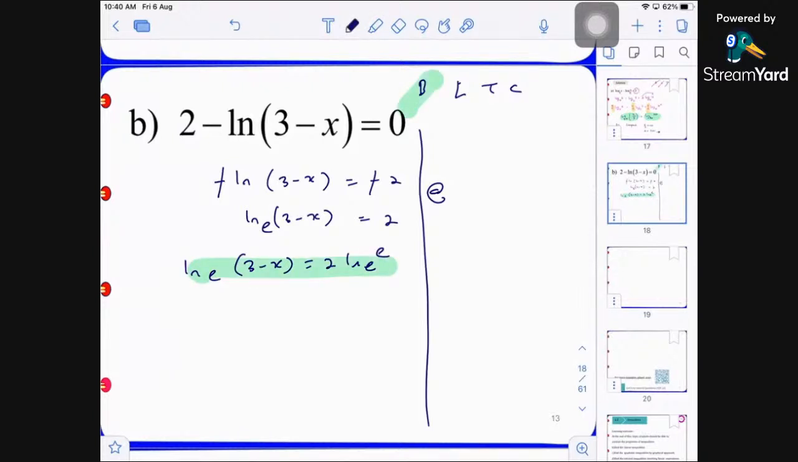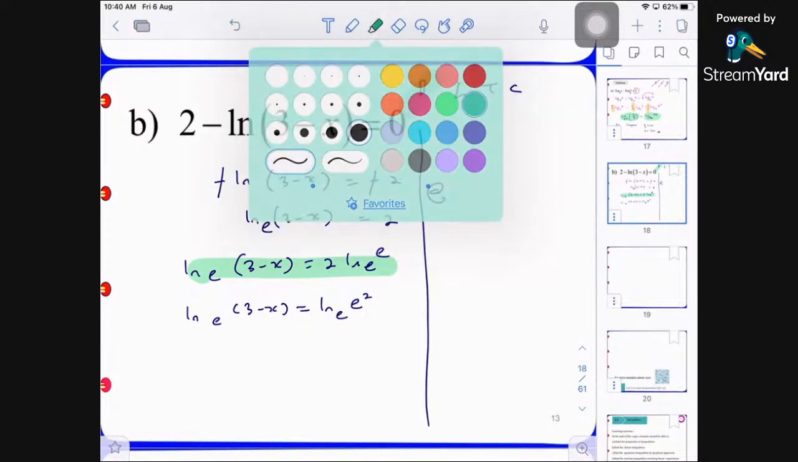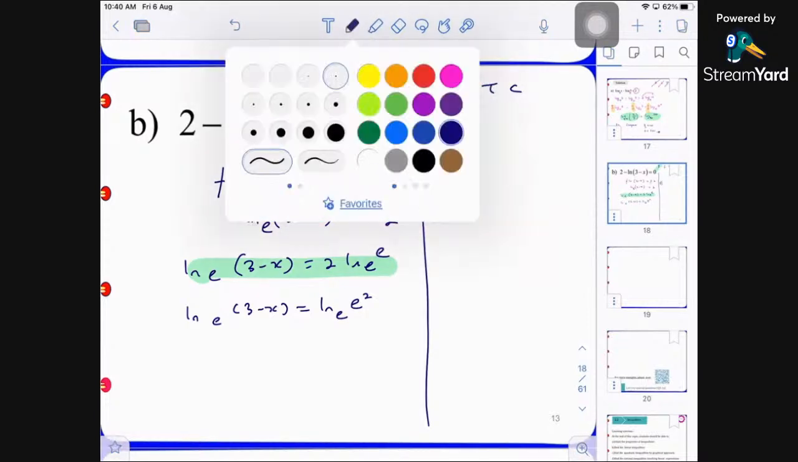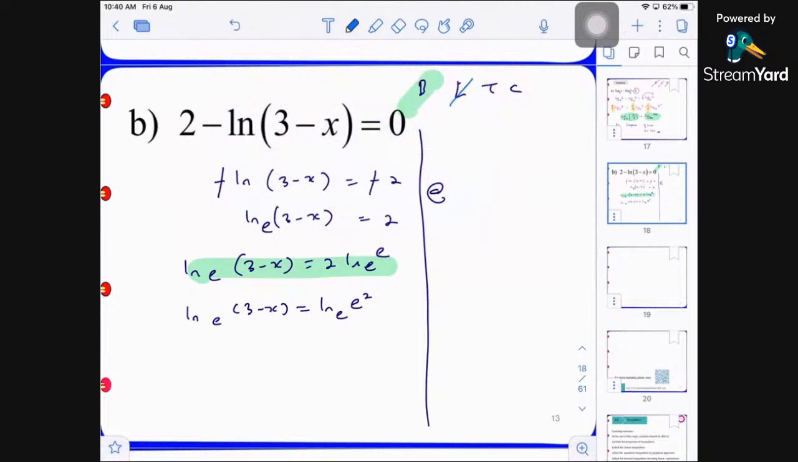Then the next step there is single log. So single log: log base e of 3 minus x equals to log base e of e to the power of 2. So this is already single log. You can see that. I use a different color maybe. It's blue. Oops, sorry.